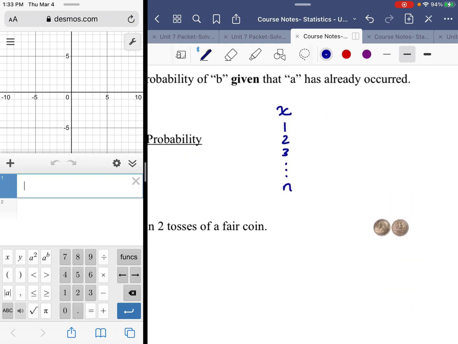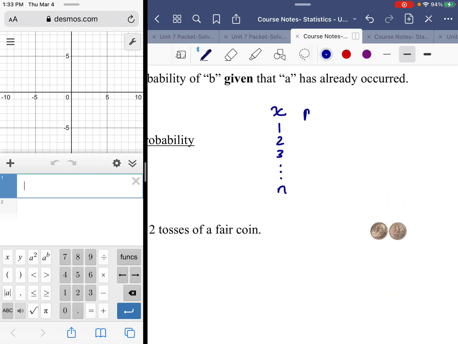All right, so p of x, all those probabilities. So I'd have the probability of the event 1, the probability of event 2, the probability of event 3. Oh, I missed an important one. 0. Probability of event 0, all the way up to the probability of event n. Kind of defeats the purpose if I don't get 0 in there.